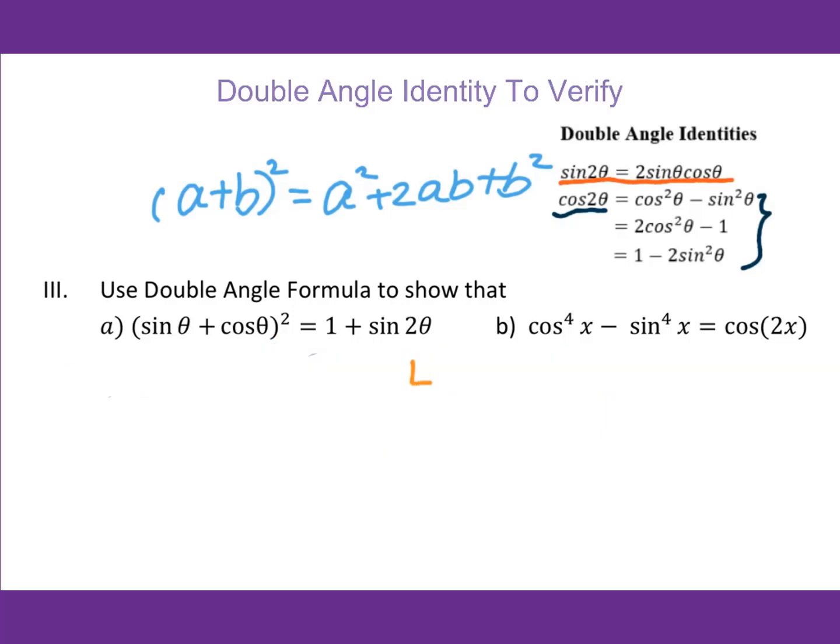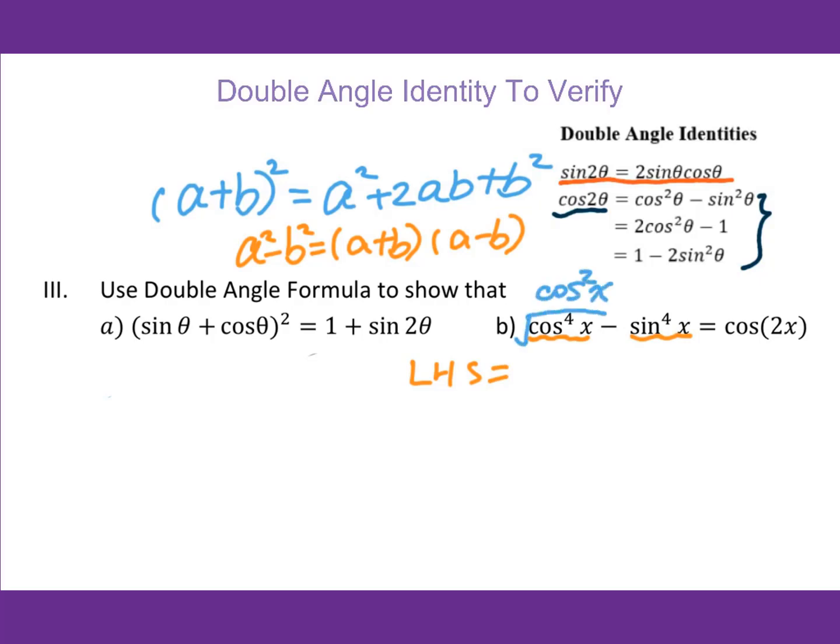For B, you got the left hand side equals. We can factor these expressions. We know A squared minus B squared gives (A plus B)(A minus B). Therefore, the square root of this gives cosine squared x, and the square root of this one gives sine squared x. So we add these together, cosine squared x plus sine squared x, then you subtract, cosine squared x minus sine squared x.